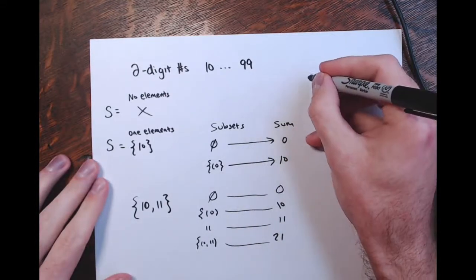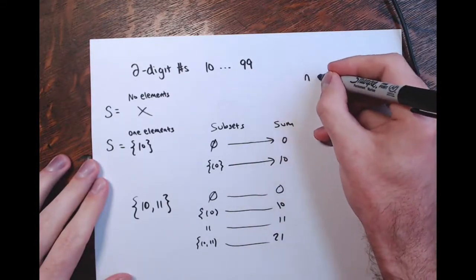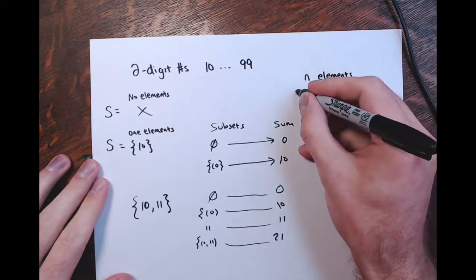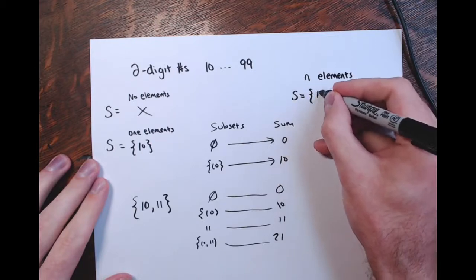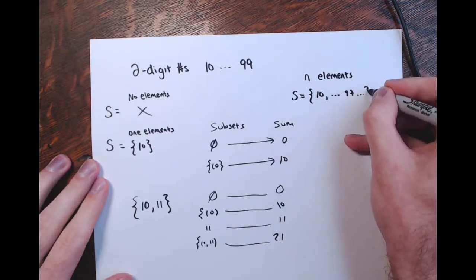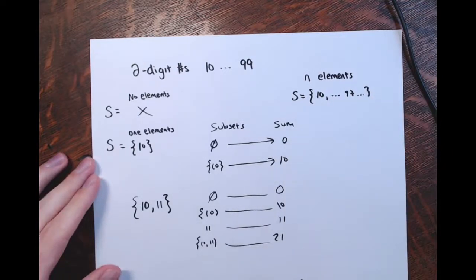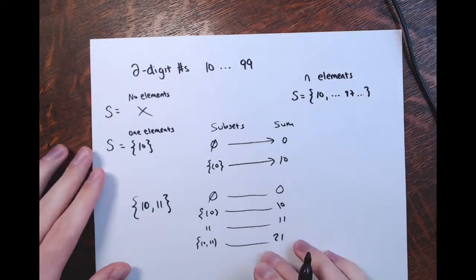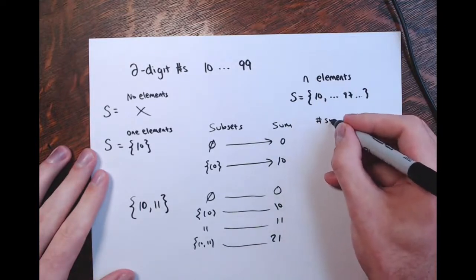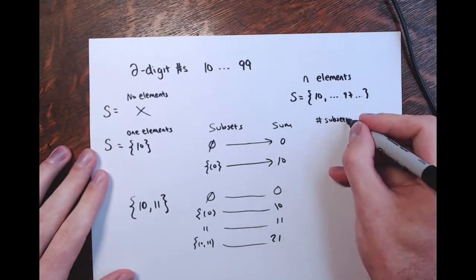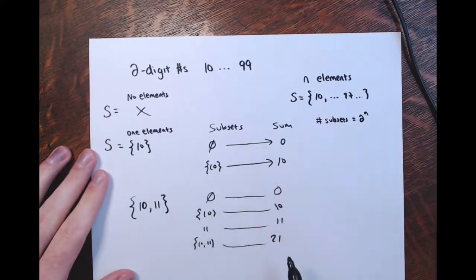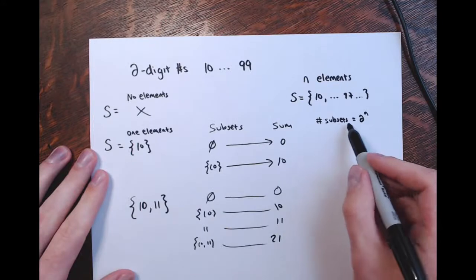Let's go general. Say I have n elements. So S equals 10, 97, whatever. It's just a set with 2-digit numbers. Now the number of subsets, again, would be 2 to the n. You have the empty set all the way up to the set itself. And this will be the size of the domain.